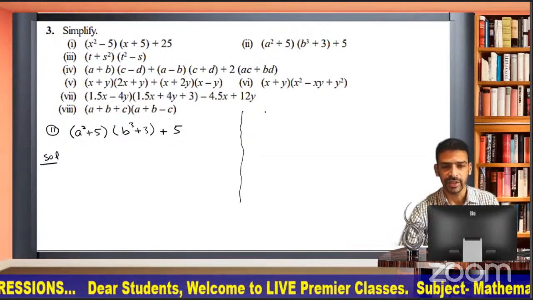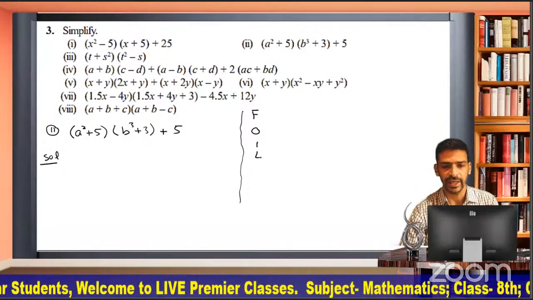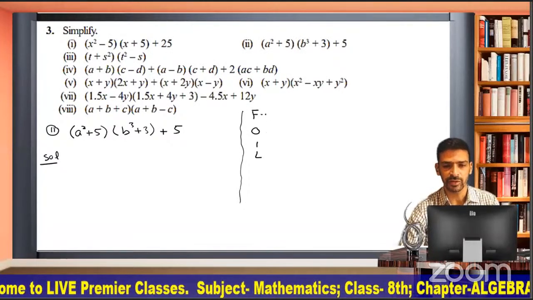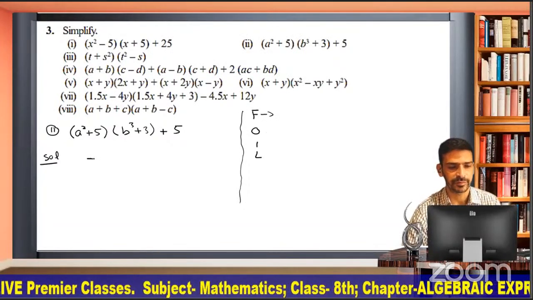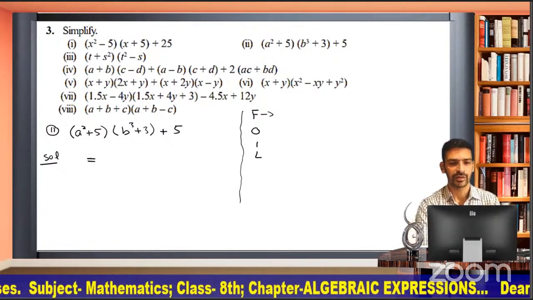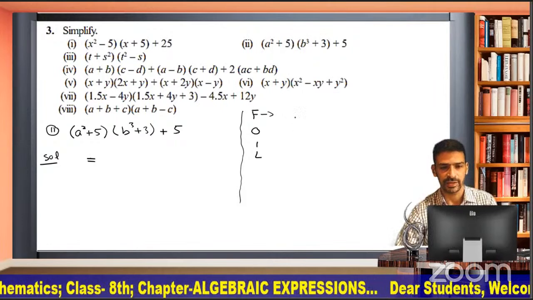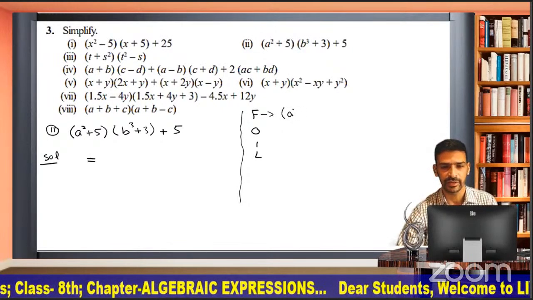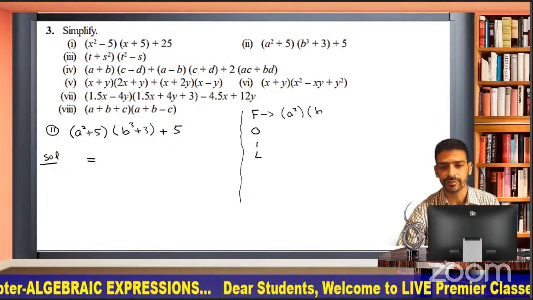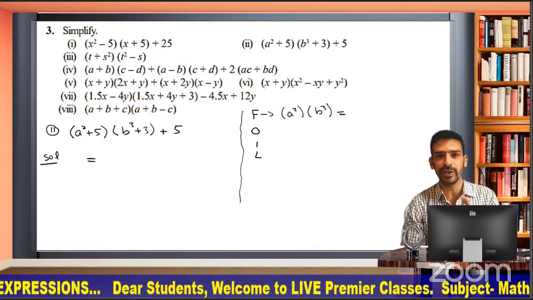Now you tell me, we have here F, O, I and L. Which first terms will we write from this? Sir, a square and b cube. Yes, it is a square, and the first terms are a square and b cube. Okay, we have to multiply a square with b cube.